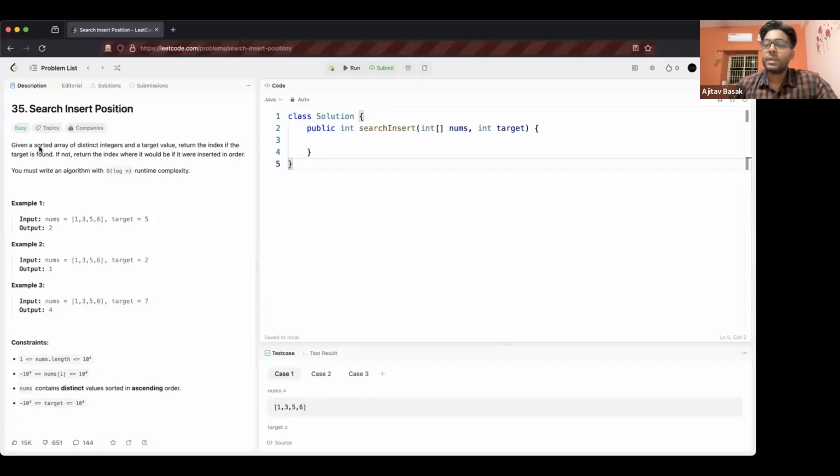Today we will be discussing a DSA problem called search insert position. This is an easy problem. The algorithm that we will be using here can be used in many problems similar to this.